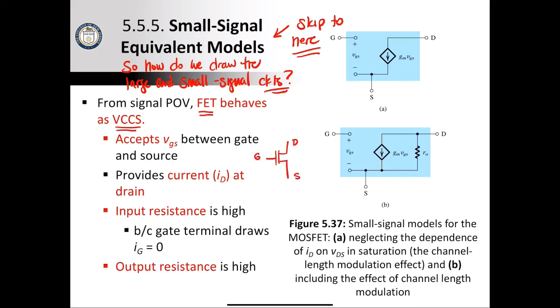Right, it accepts the small signal component of VGS between the gate and the source. It provides a value of ID at the drain. The input resistance we can assume is high, and the output resistance we can also assume is high.